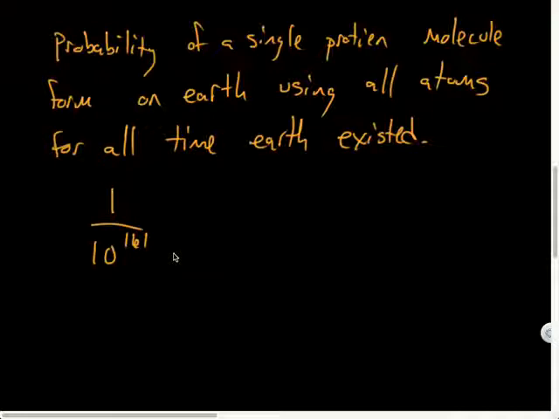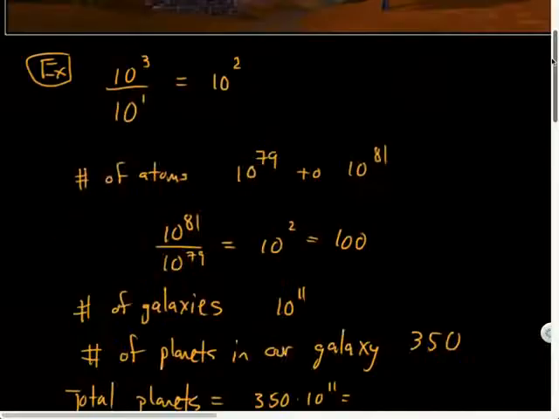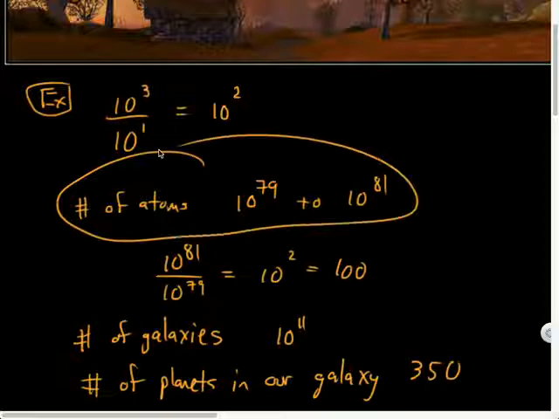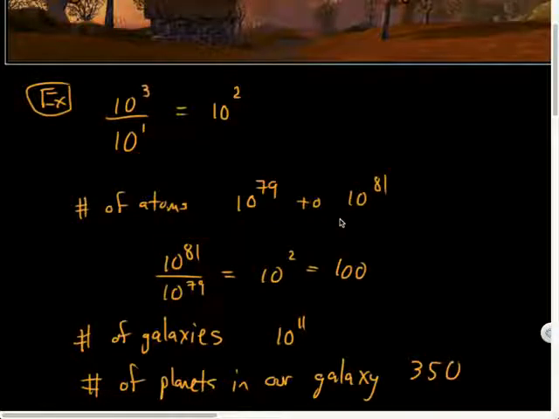Which, I want to point out, so the probability of one protein molecule forming on Earth using all of the atoms for all the time that Earth existed, just one, would be this probability. 10 to the 161st power is bigger than the number of atoms in the universe. Think about if I had the number of atoms in the universe and I marked one secretly, and then I sent you out into the universe and I told you, see if you can by chance guess which atom I picked.